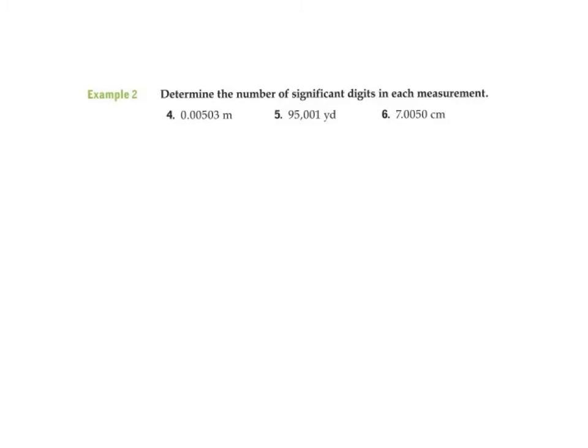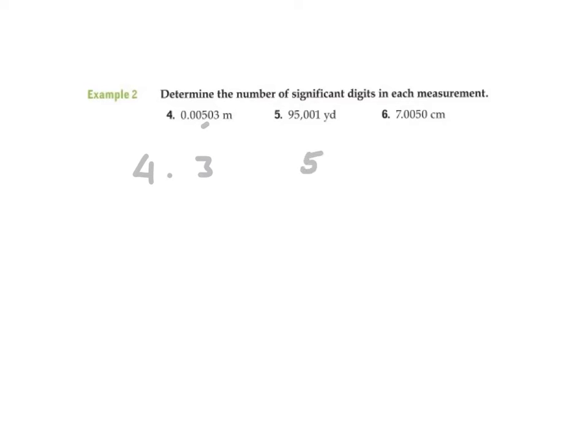Let's have a look at example 2 in the questions. This is number 4. Remember, you start from left to right and you start at the first non-zero. The first non-zero is the 5, so you count every number from the 5. That's 5, 0 and 3. So question number 4, you have got 3.